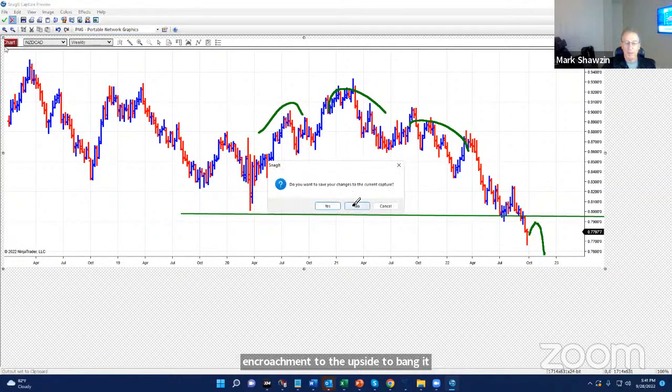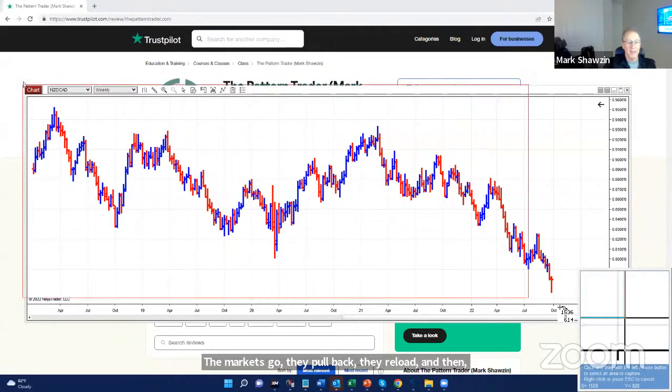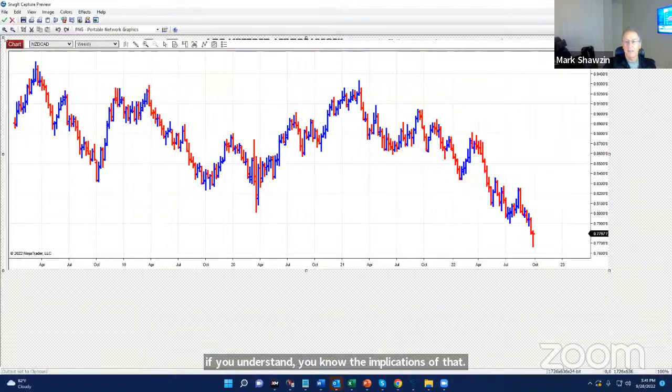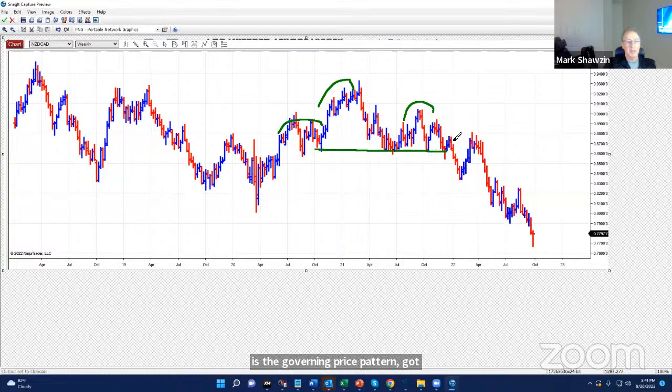So trading is all about sequence. It's a dynamic, fluid place. The markets go, they pull back, they reload. And then if you understand the implications of that, you can take advantage. So if you understand that this is the governing price pattern, got a double top, head and shoulders, that this is what happens.